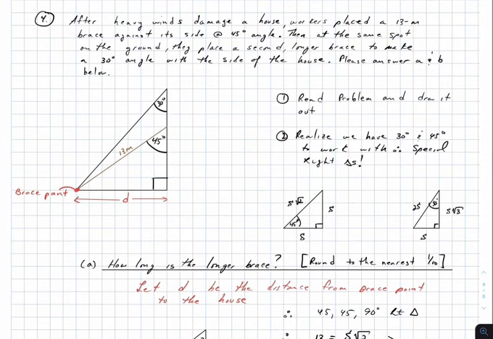Okay? Number 4. After heavy winds damage a house, workers place a 13-meter brace against the side at a 45-degree angle. Then, at the same spot on the ground, they place a second, longer brace to make a 30-degree angle with the side of the house. And we're going to answer 2 little questions. Okay. So, clearly, I've drawn it out for you.